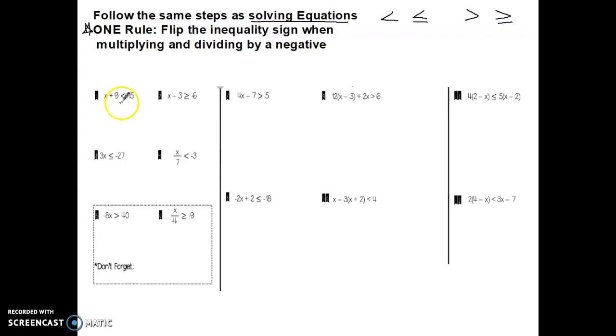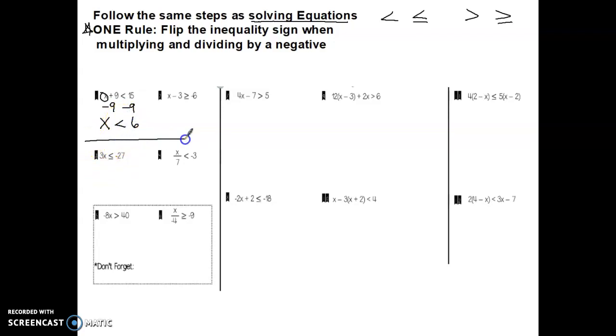So when I have a one-step equation, and I have x plus 9, to get rid of it, I want to isolate the variable x. I'm going to subtract 9 from both sides. That means the answer is x is less than 6.